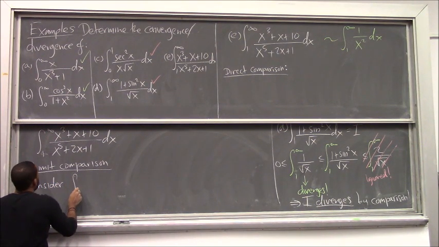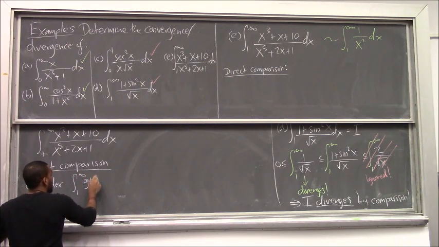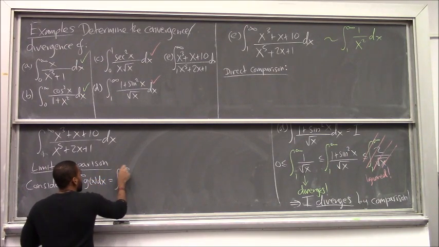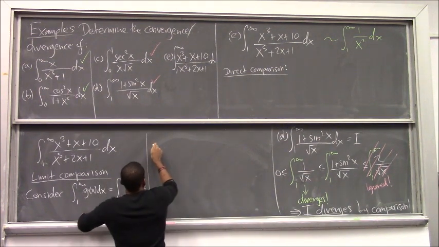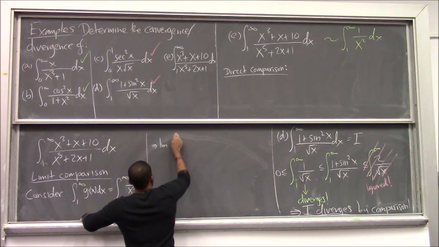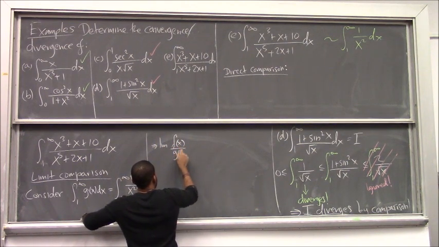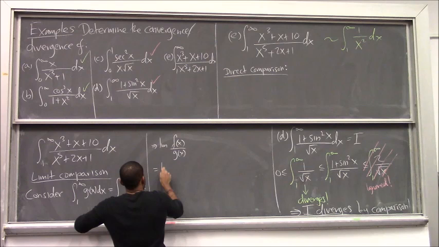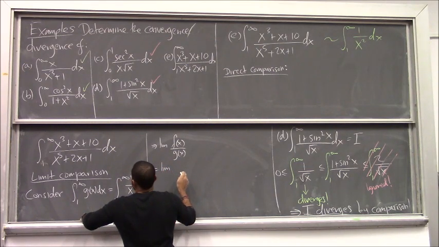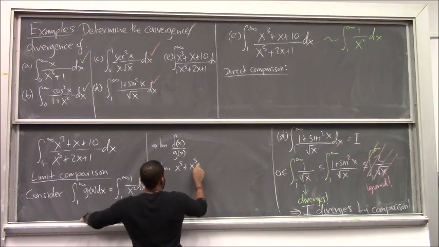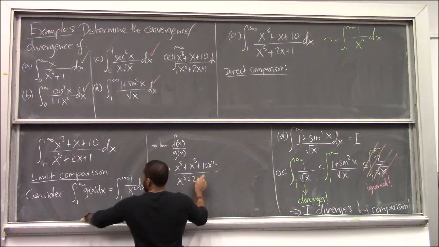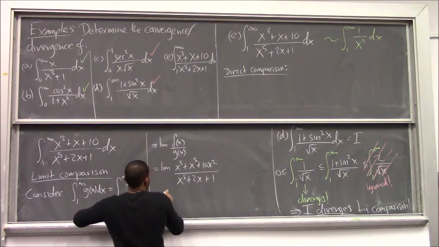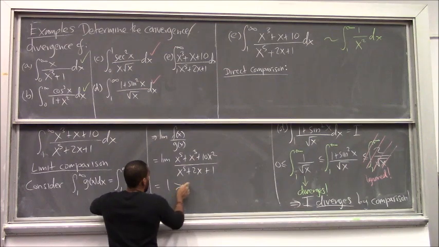So, consider the integral from 1 to infinity of g of x dx. Then take the limit of f of x divided by g of x. You will actually get the limit of x to the fifth plus x cubed plus 10x squared over x to the fifth plus 2x plus 1, and that actually approaches 1, which is larger than 0.